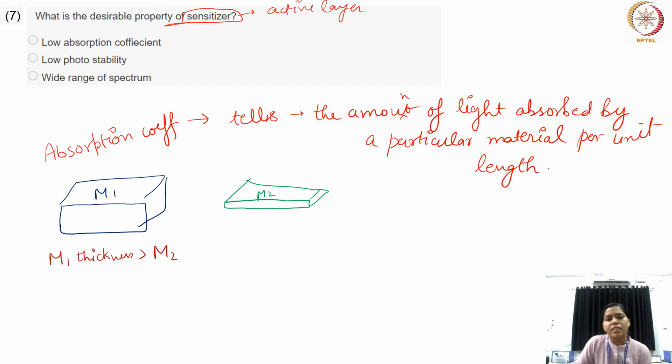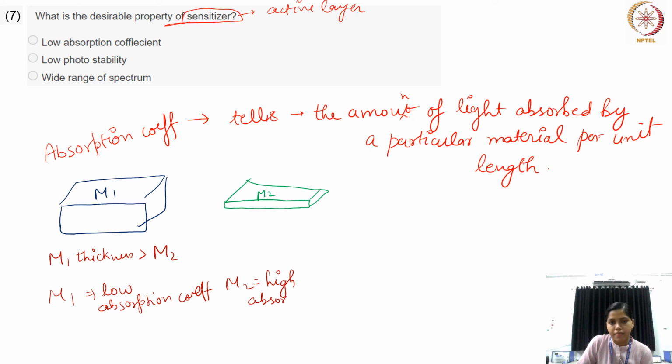It is also given that material 1 has a low absorption coefficient, but M2 has a high absorption coefficient. So for a good sensitizer, the property should be that in a very thin amount of material, it can absorb a large amount of light. Obviously, the low absorption coefficient is not a desirable property for a sensitizer. So option number 1 is eliminated.